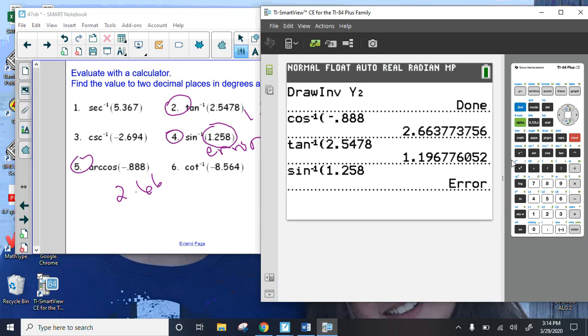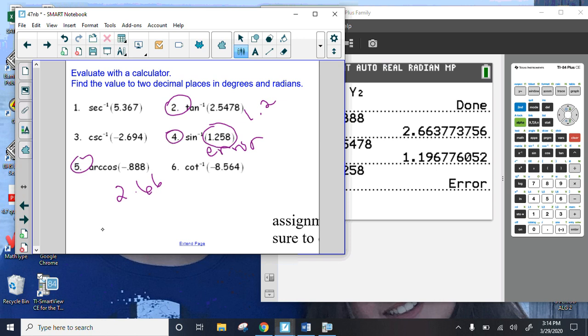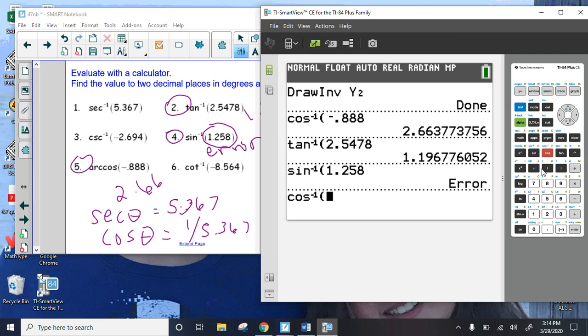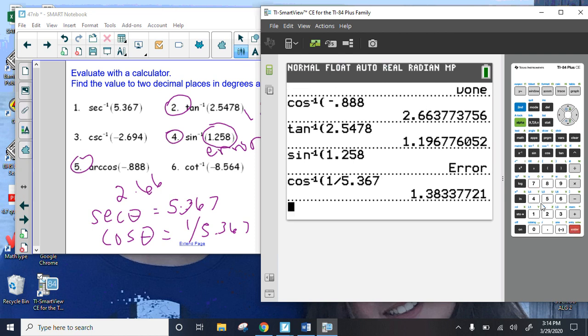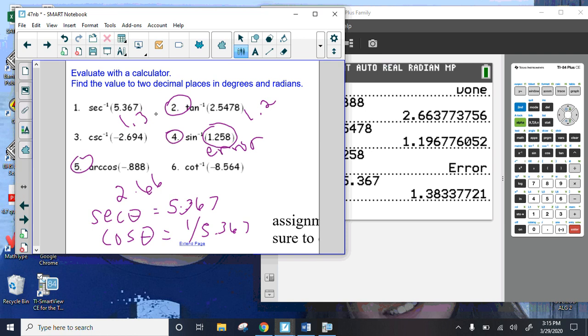So now for number 1, right, you got to kind of think about that a little bit. That's saying there's some angle whose secant is 5.367. So I don't have a secant button, so I've got to convert it to a cosine. Inverse cosine of 1 over 5.367. So that's what I've got to do. I've got to go inverse cosine of 1 divided by 5.367. We're still in the trusting calculator mode, 1.38.